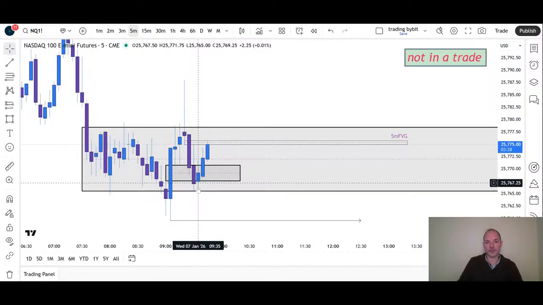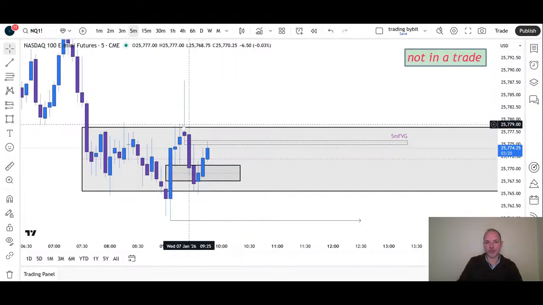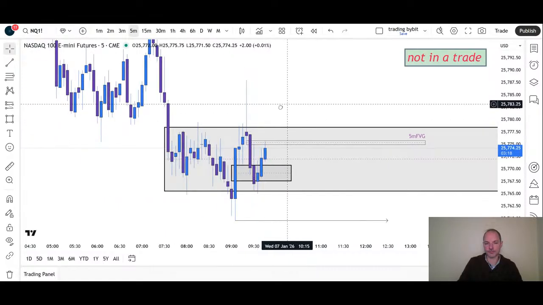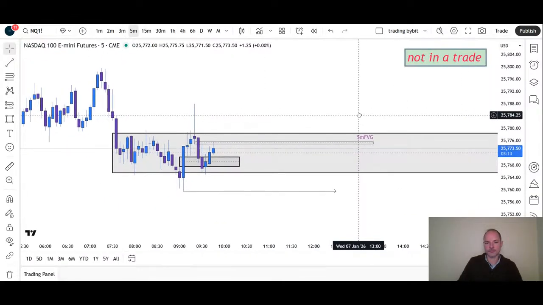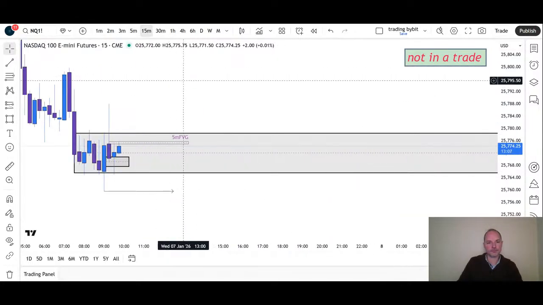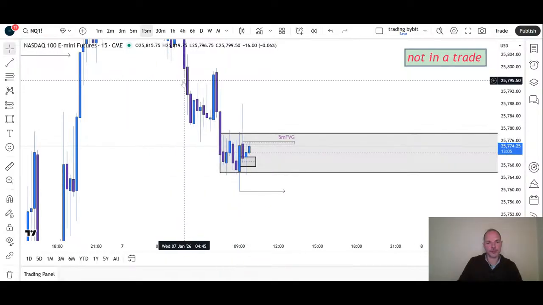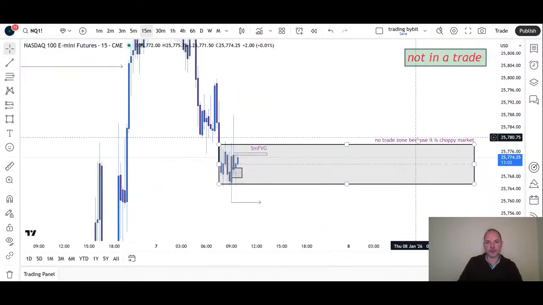So if you entered this kind of movement, that would have been your TP. In a choppy range, you never want to go to the highs. So like I said, I'm not touching anything as long as we're in this no trade zone.